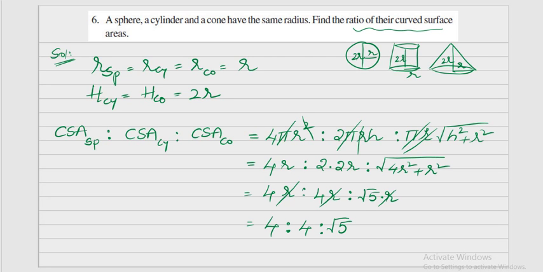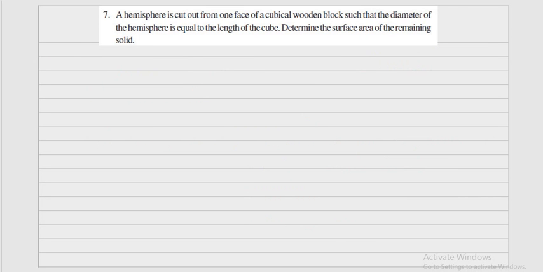So here order is important. When a question is given, first you need to take sphere, after that cylinder, after that cone, right? If you interchange the places, then the final answer will be wrong. Okay, next moving on to one more question.